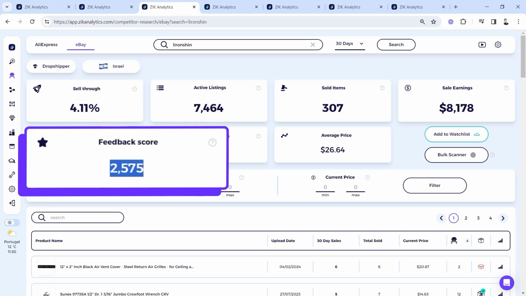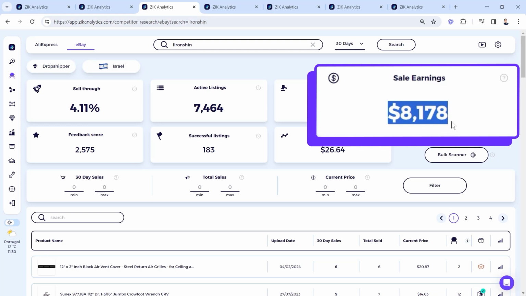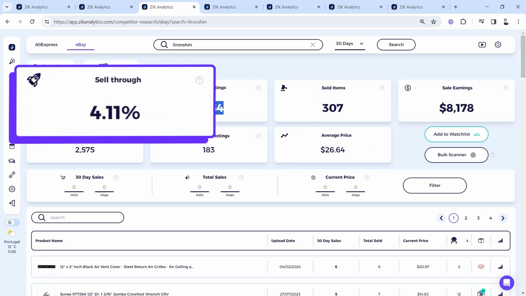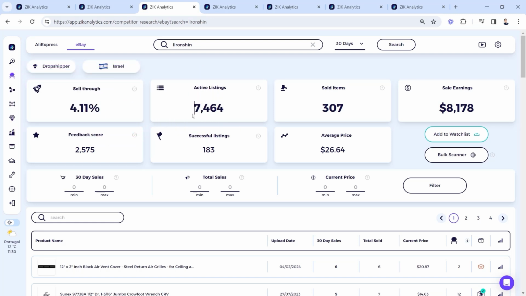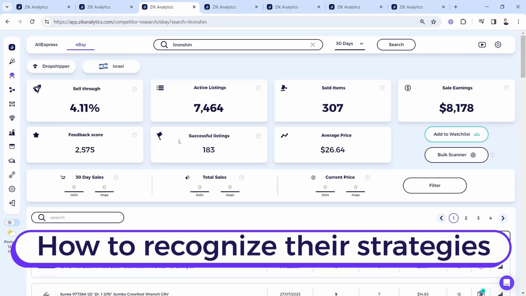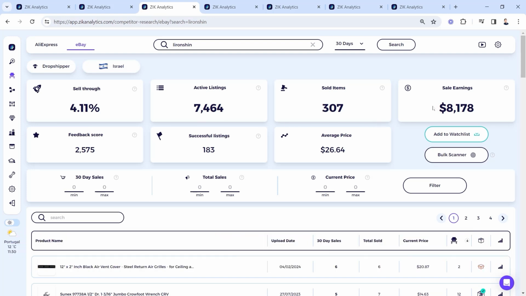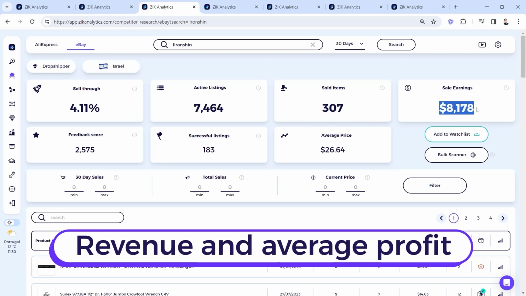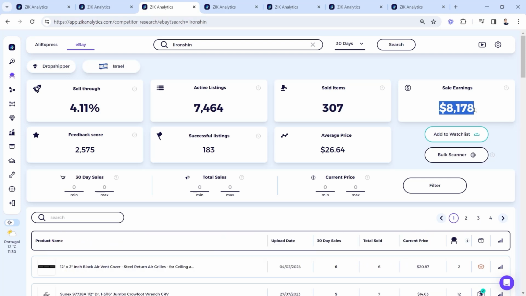Now, the first and most important thing, of course, is revenue. We want to see people that make money. There are different strategies. Some people work with a high amount of active listings and low sell-through rate. Some people work with a small amount of active listings and high sell-through rate. Everyone has a different strategy, and we're going to learn how to recognize it. But by the end of the day, what determines their success is two things: the revenue and their average profit. How much actual profit they make. These are the main two things we want to check.